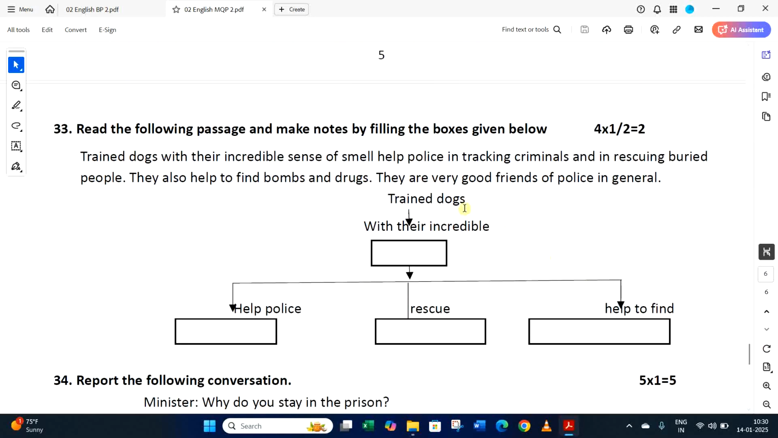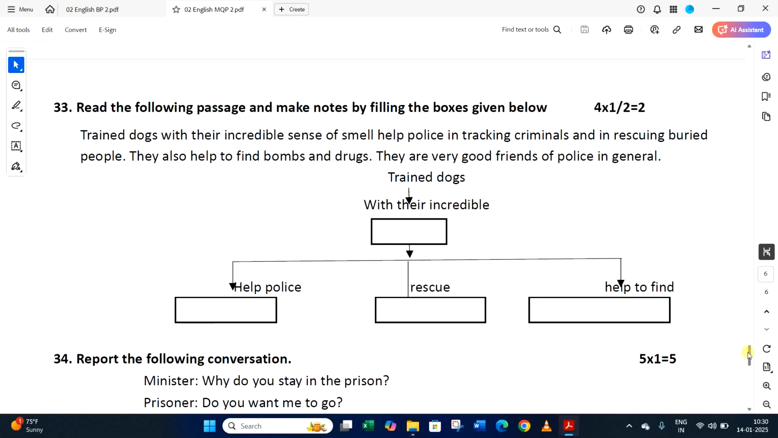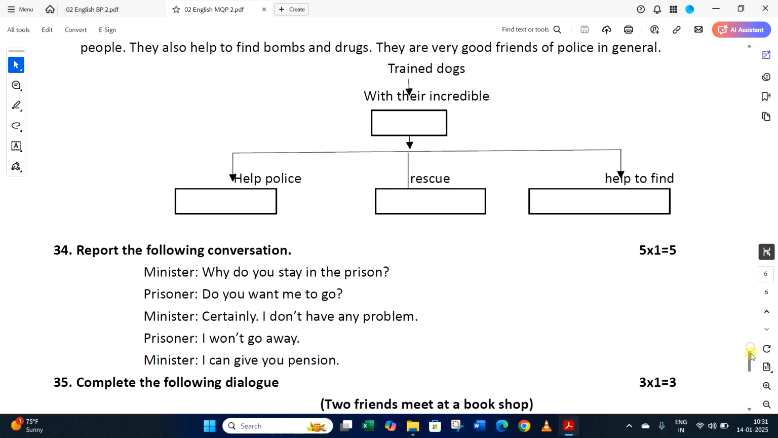It is all about note making, my dear students. Read the following passage and make notes by filling the boxes given below for 2 marks. So we have 4 boxes given over here. We have to read the passage carefully and fill those boxes to get 4 marks. You can find here one passage. Trained dogs with their incredible sense of smell help police in tracking criminals and in rescuing buried people. They also help to find bombs and drugs. They are very good friends of police in general. So all about the police and the trained dogs. So you have to fill all the boxes in an appropriate manner to get 2 marks.